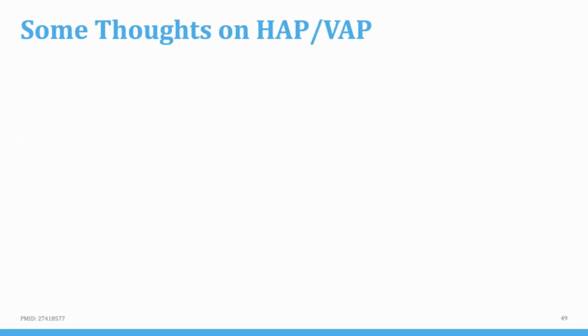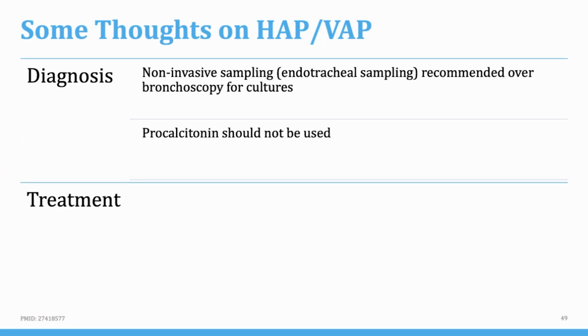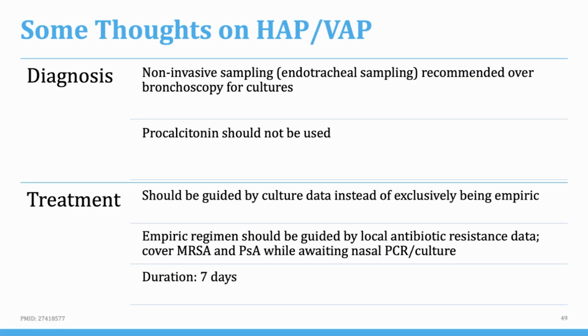Just briefly on HAP and VAP with diagnosis and treatment. So with diagnosis, non-invasive sampling, particularly with endotracheal sampling, is recommended over bronchoscopy when obtaining cultures. And the procalcitonin is not validated in this setting. The treatment should be guided by culture data instead of exclusively being empiric. When you are doing an empiric regimen, you should base it on local antibiotic resistance data. And you can cover MRSA and Pseudomonas while you're waiting for the nasal PCR and culture. And the duration is generally around 7 days.